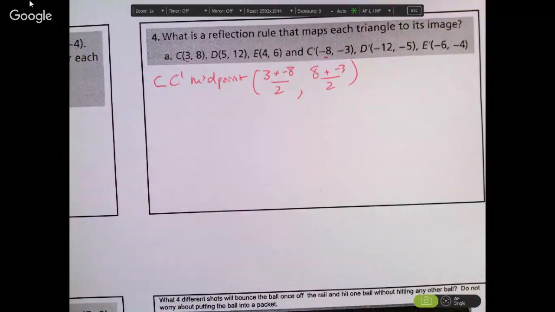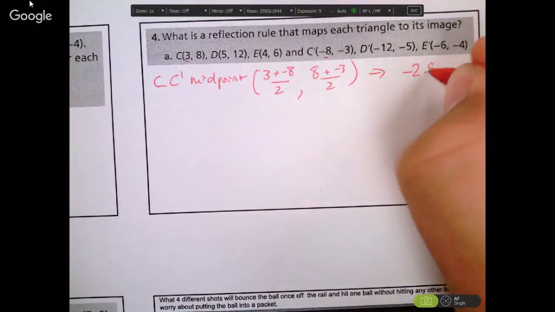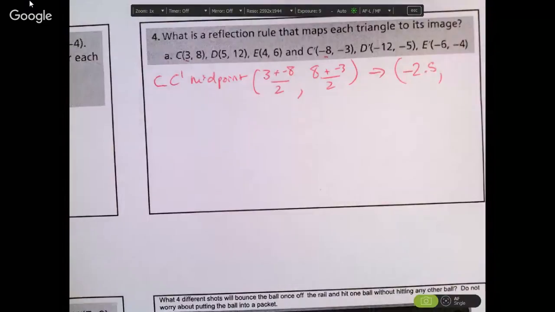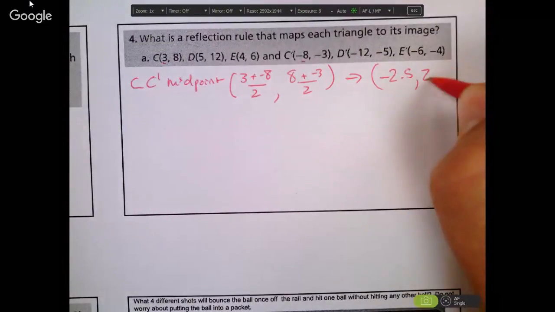And then we need one other midpoint, so let's clean this up. 3 plus -8 is -5, divided by 2 is -2.5. I like the decimal myself too. And 2.5.